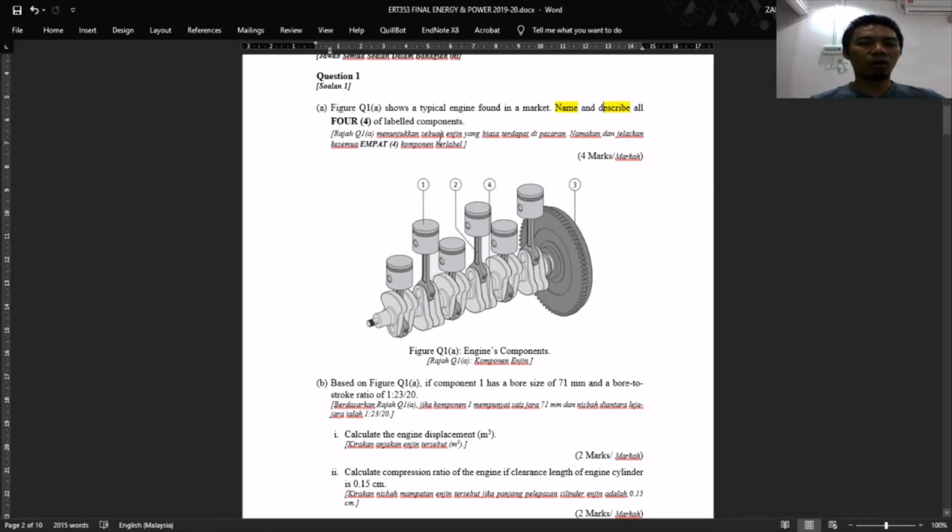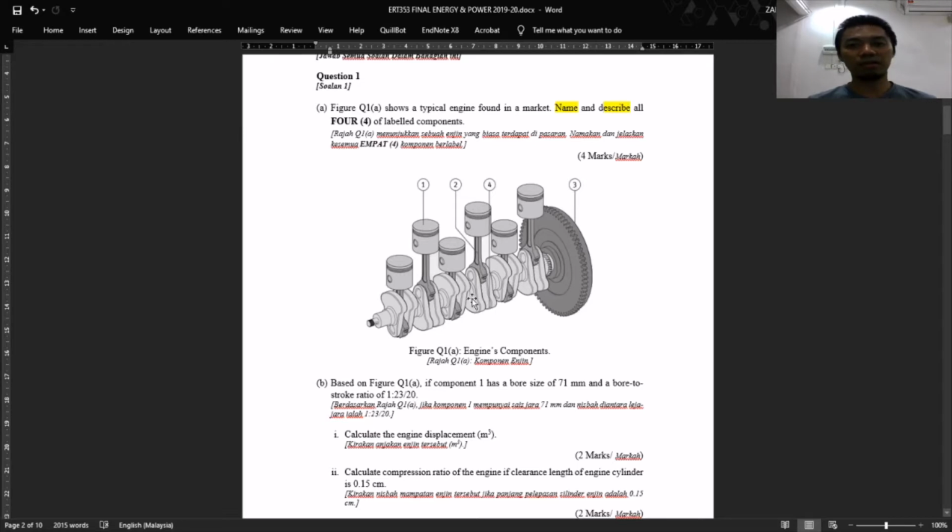All four labelled components, including this one: 1, 2, 3, and 4. What you have to do in your answer sheet is just put 1, for example, and name it. This number 1, what is this component? Piston, right? 2, connecting rod. 3, the flywheel. And 4 is the crankshaft.